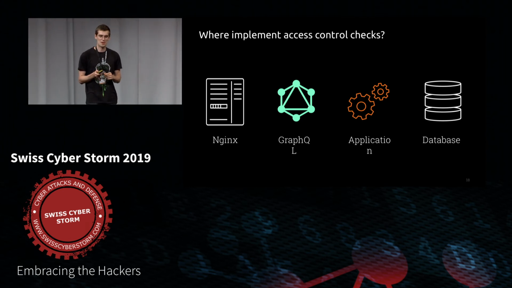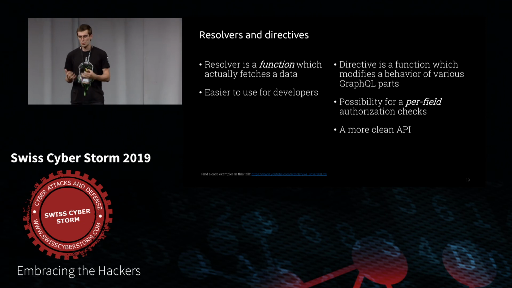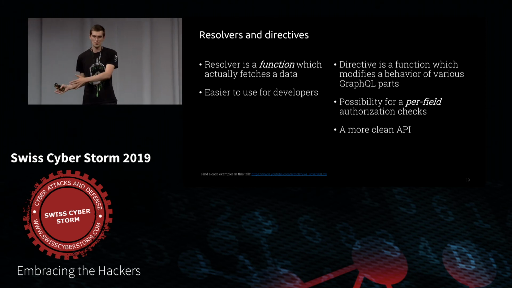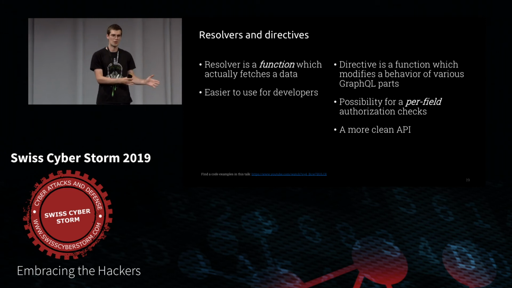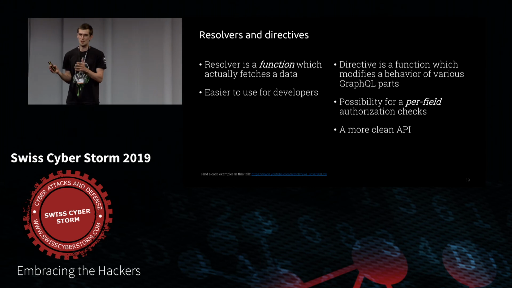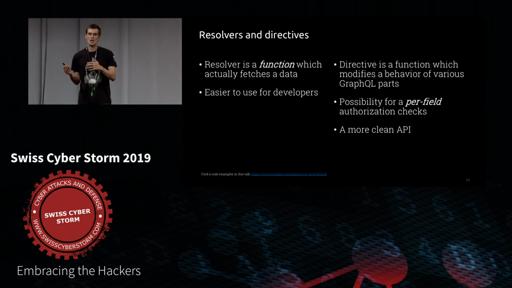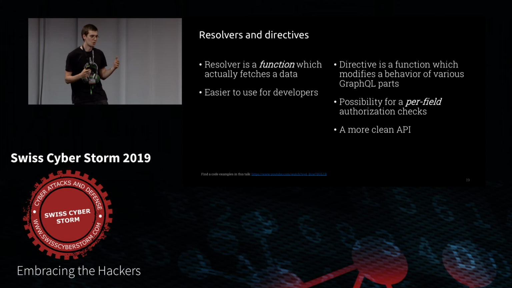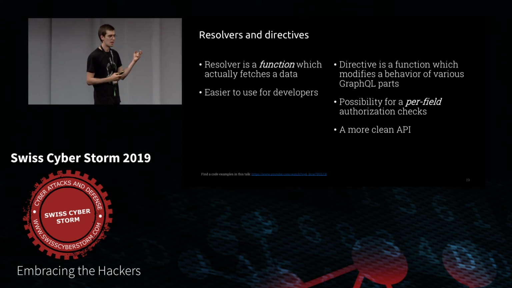However, according to my experience, there are two convenient and safe ways to implement these checks: using resolvers or using GraphQL directives. But what is a resolver anyway? A resolver is just an ordinary function which actually fetches the data when you're performing a GraphQL query. For example, a resolver for a name field may be a SQL request to a database. So you're just writing ordinary code.